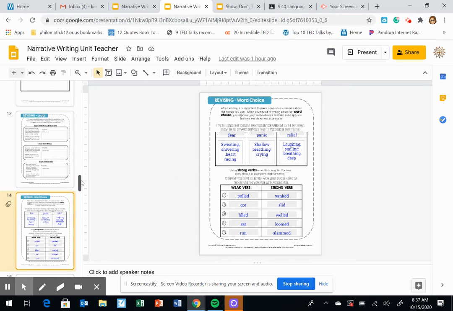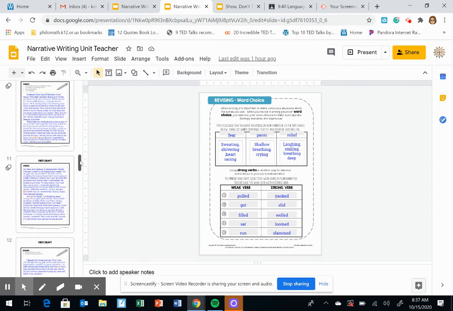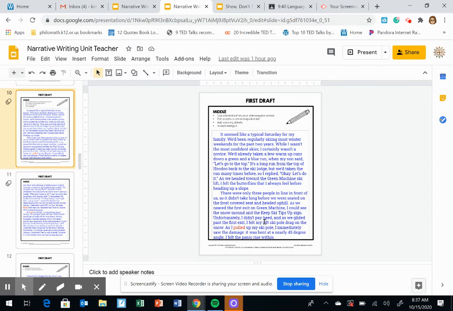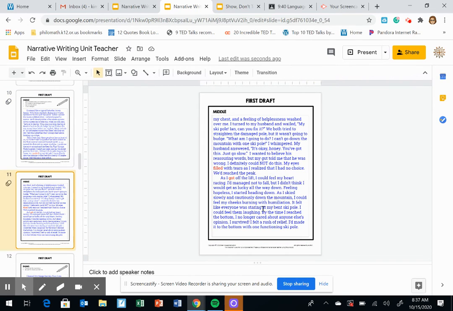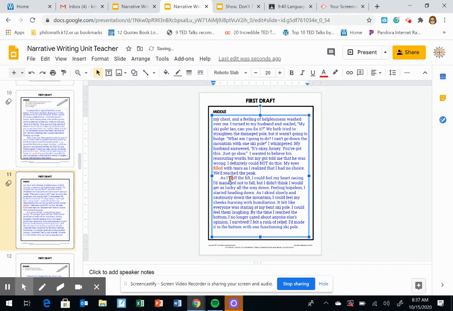So I'm going to go back and actually start changing these. So instead of saying pulled up my ski pole, and I'm going to ask you guys to do this as well, as you change things, will you please put them in red ink? No matter what color your ink is, put the changed verbs in red font. So I yanked up my ski pole. As I got off the lift, I decided I was going to say as I slid off the lift.